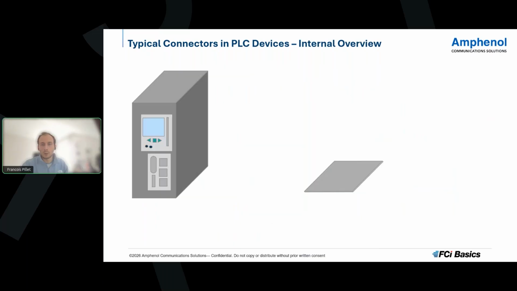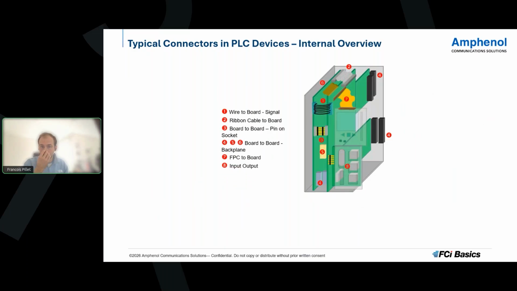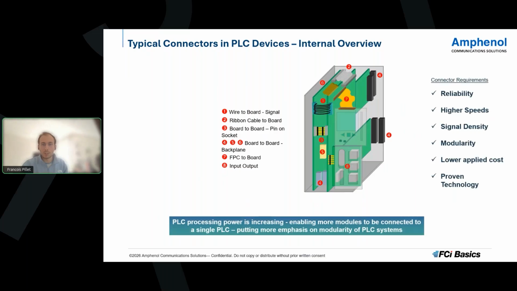From an internal point of view, if we remove the cover, so to say, the list gets even bigger, since you can find signal wire to board, ribbon cable to board, pin-on sockets, mezzanine connectors, hybrid connectors, power connectors, FFC to board, and I/O. Considering the application, all these internal components are expected to show modularity to meet always higher speeds and signal density. Nevertheless, these proven solutions must be competitive and reliable in the long run.